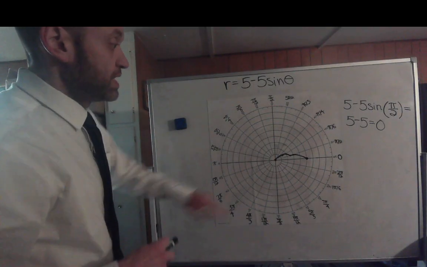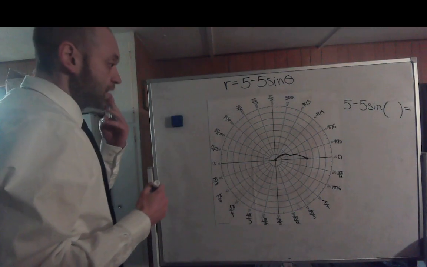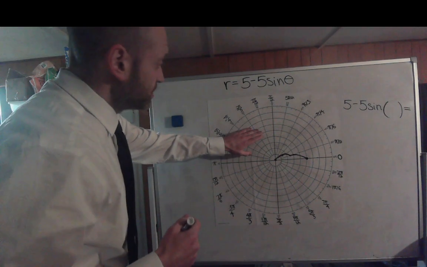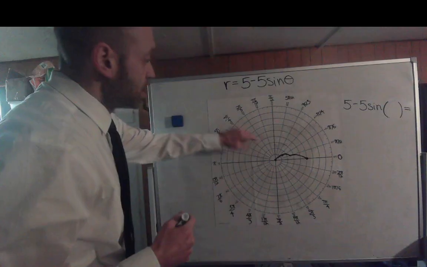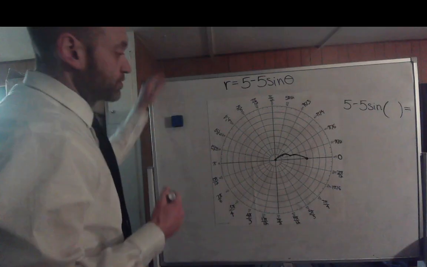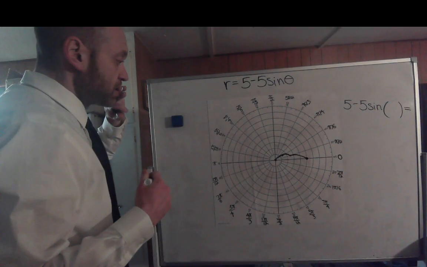Now we start going into the second quadrant. So let's see here. We've done pi over 2. Let's go ahead and do 2 pi over 3. So what is 5 minus 5 times the sine of 2 pi over 3?